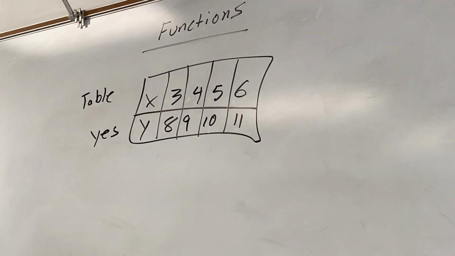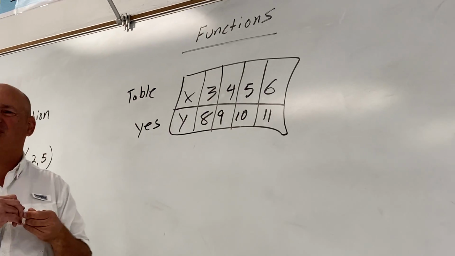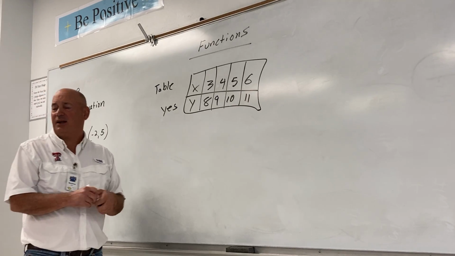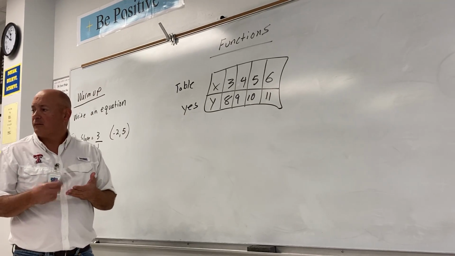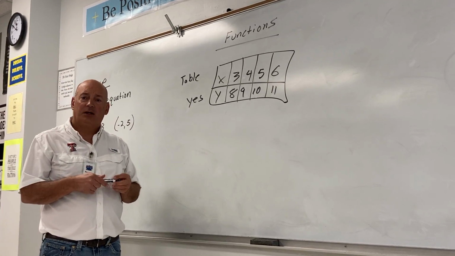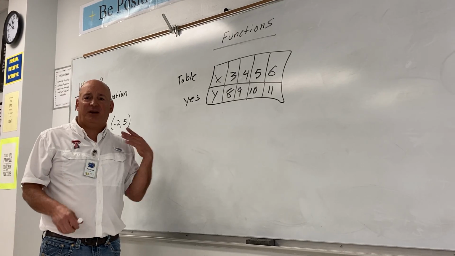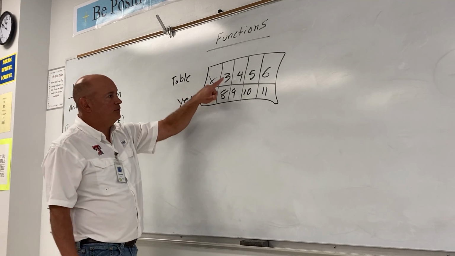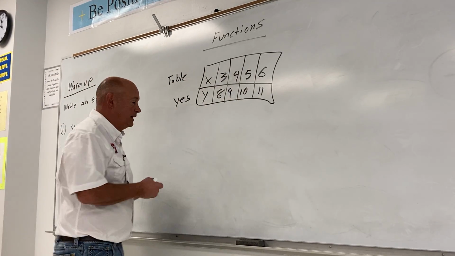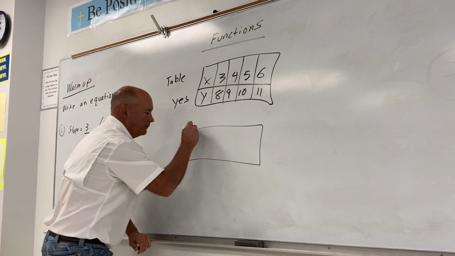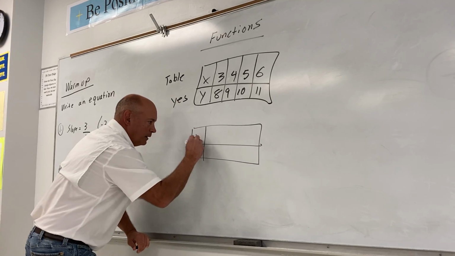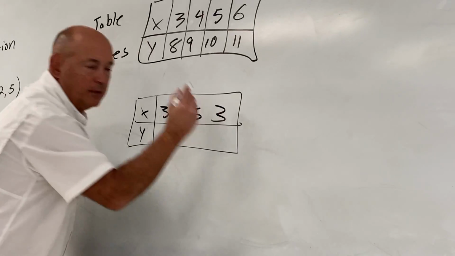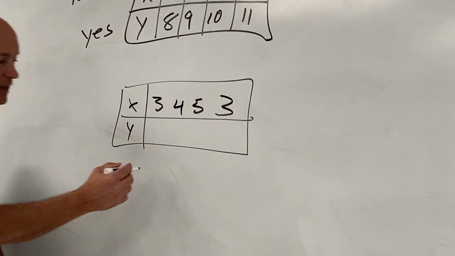Are we clear? What am I going to have to see in the table to make it not a function? What's going to have to happen in the table? Pearl? It's the same number. The same number of X is going to have 2 different Y's down here. One of the X's is going to have to repeat like this, and then it's got to have a different number down here.